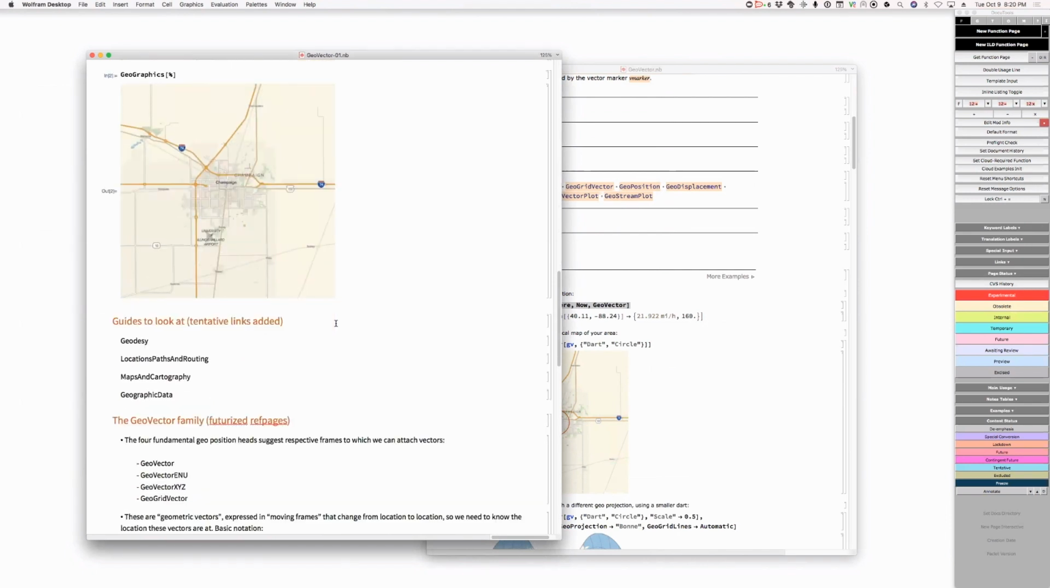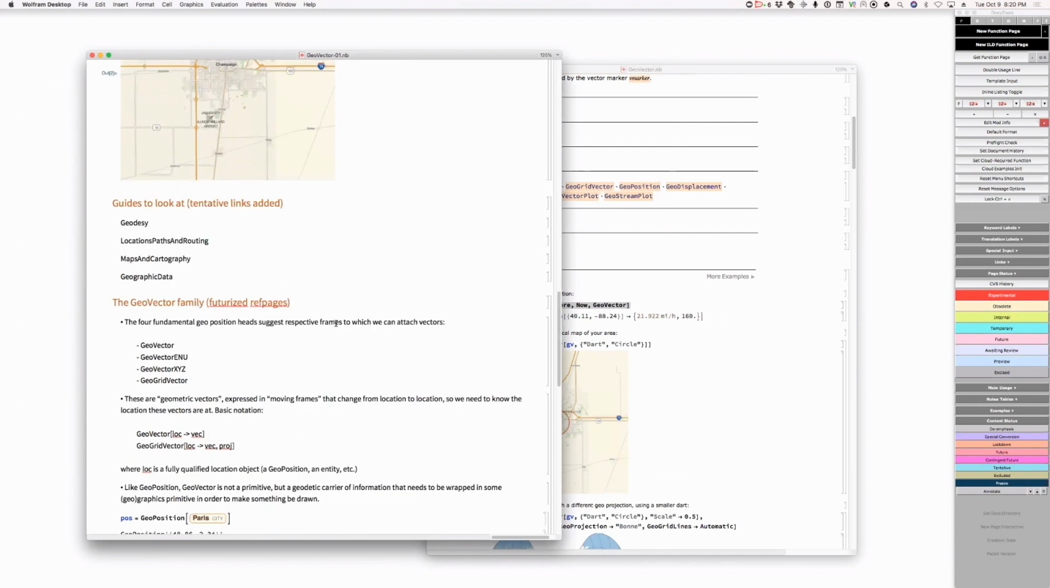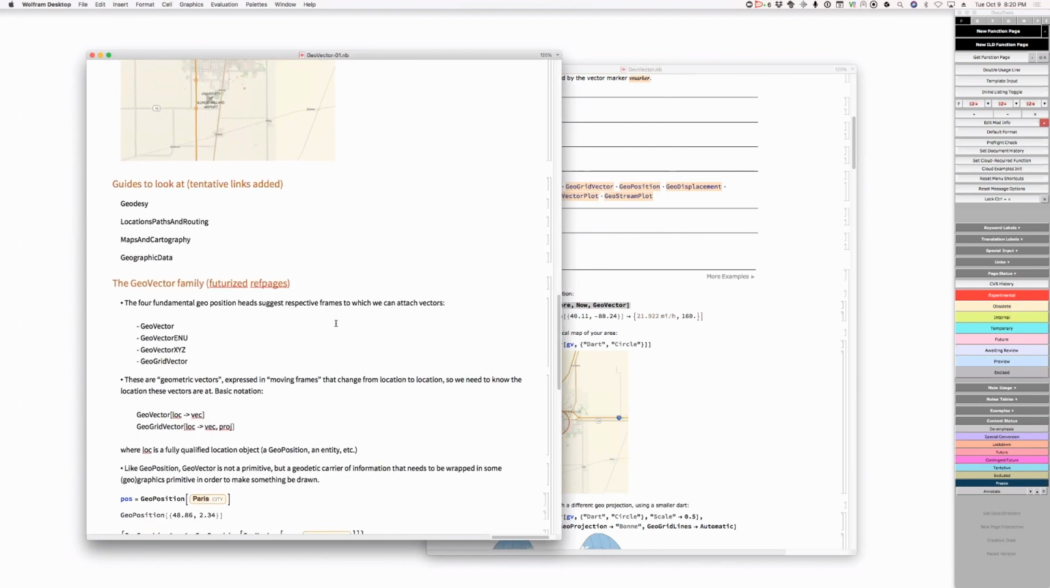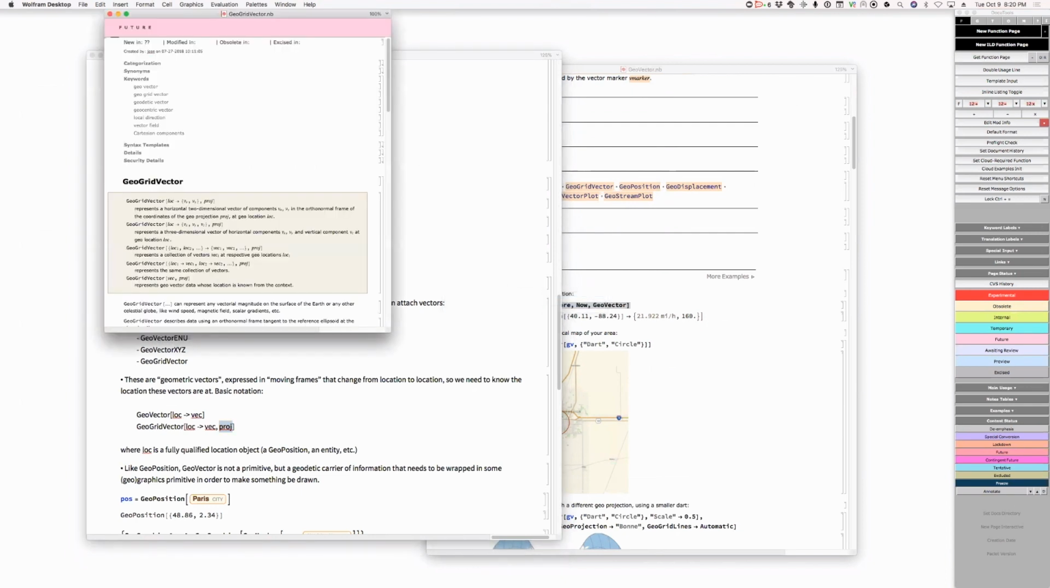So, okay, I think the important thing here is GeoListPlot really needs to support GeoVector. Okay. What's proj? Yes, so GeoGridVector, like GeoGridPosition, has a projection. And it's what happens when you have some arrows, some vectors, and you project them.